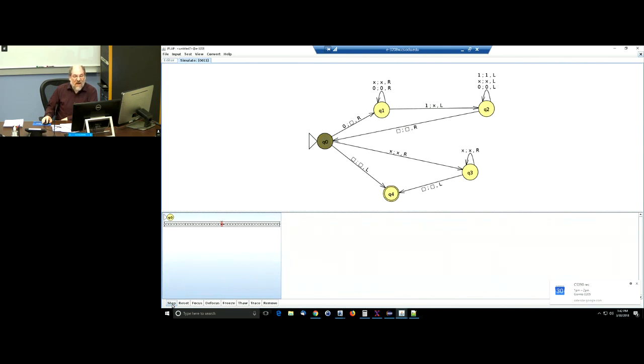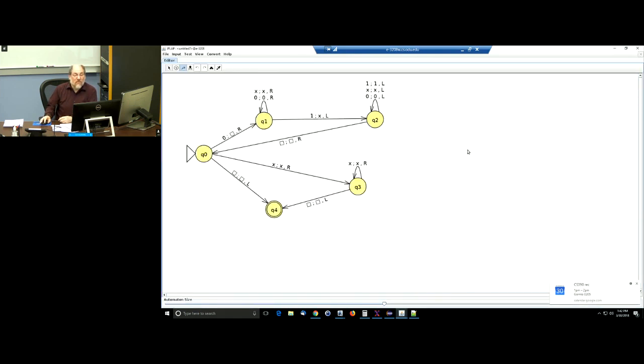Now we are looking at an X, so we'll go into Q3 and start our scan to see if there are any 1s left over. We're still looking at an X, so we keep moving. And now we're looking at a blank at the right end of the string, and so we accept. Okay, that's good, but there's at least 2 other cases we need to consider where we have extra 1s.